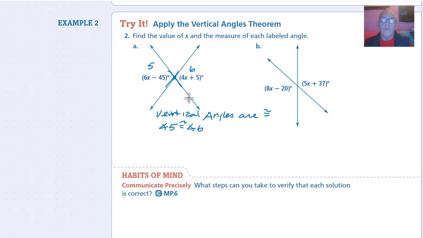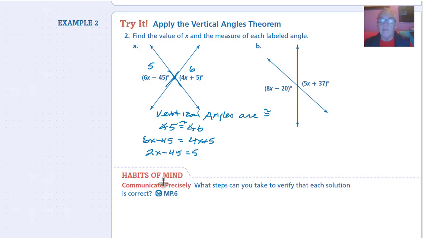And then that means that their measure is supposed to be equal. So 6x minus 45 equals 4x plus 5. Okay, we need to get all our x's together, so take away 4x from both sides. 2x minus 45 is equal to 5.